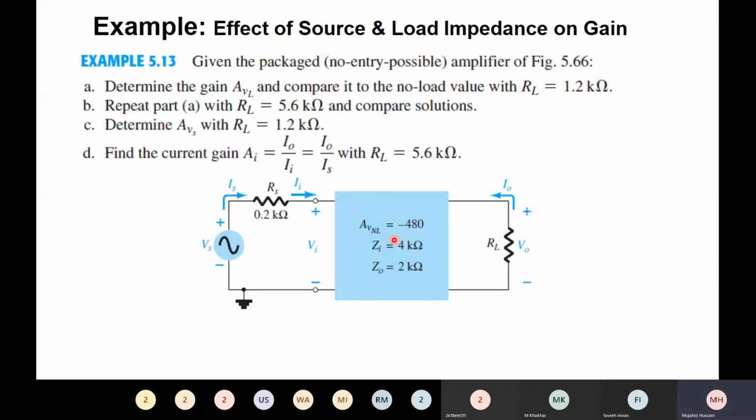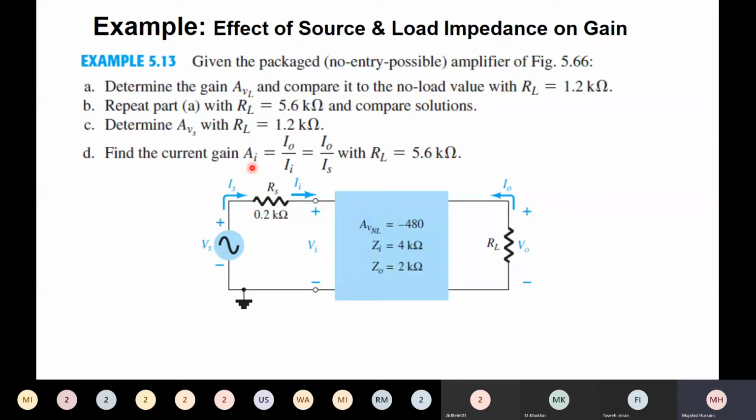Then we have to repeat part A with a higher load resistance value, and then we'll compare these results. After that we will study the effect of RS. The source resistance is 0.2 kilo ohm. In the last part we have to find the current gain, because we discussed in the last lecture that if you have the value of voltage gain, then you can determine the current gain from the voltage gain value. First of all we have to find the loaded voltage gain.